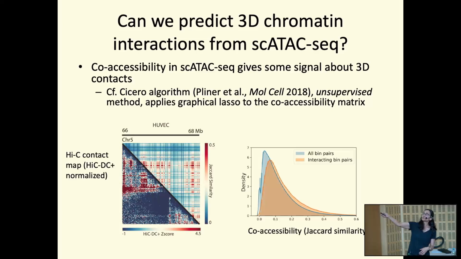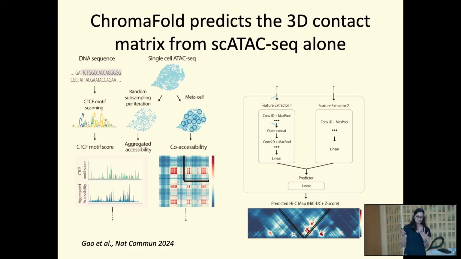This is another view. If you take true interactions versus all interactions, and you look at the distribution of co-accessibility, it's kind of shifted to the right. So there's a little signal, okay? So, all right, we have a lot of single-cell ATAC. We have some Hi-C. Maybe we can use a supervised model and just use deep learning. There's a subtle signal here. Maybe we can learn the relationship between single-cell ATAC and co-accessibility and Hi-C. Okay, so that's what we did.